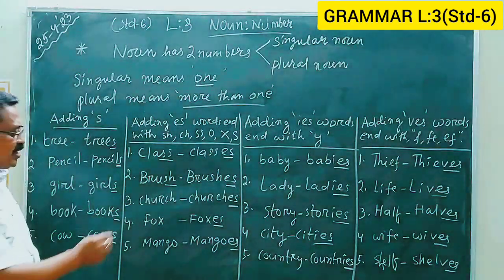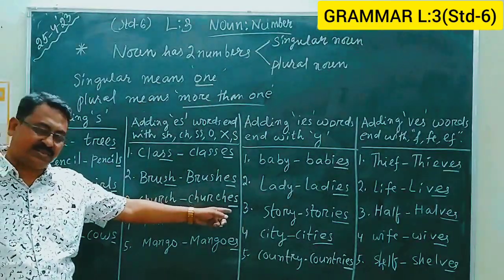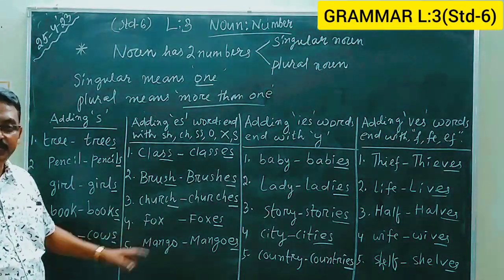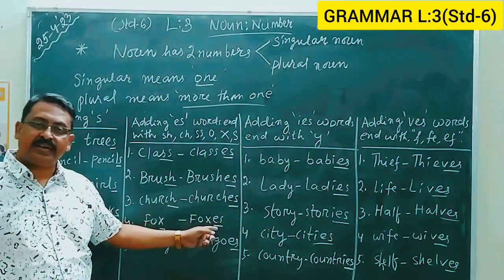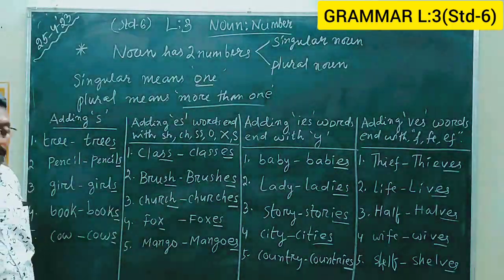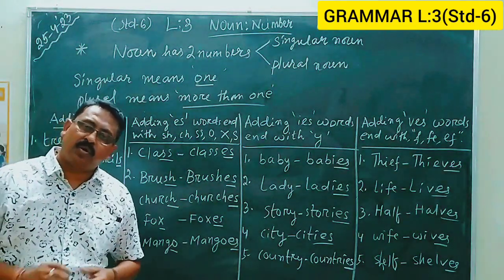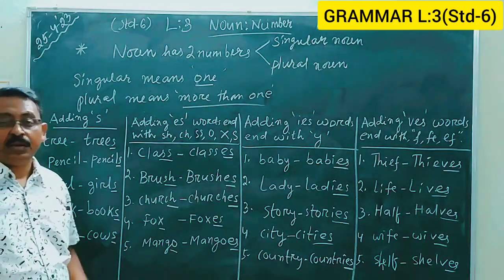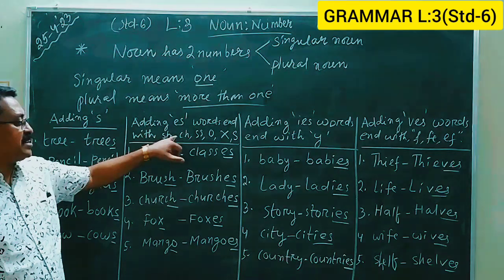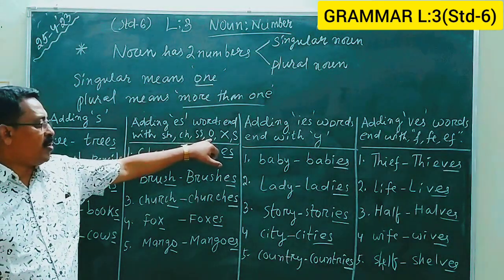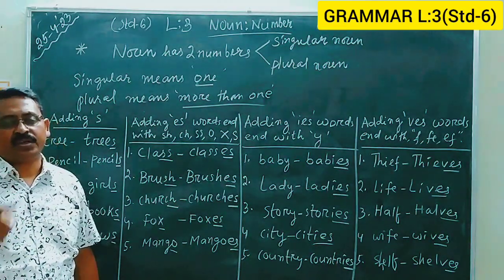Church, C-H-U-R-C-H, ending with CH. Here also, church plus ES, churches. Fox, F-O-X, ends with X. Foxes, F-O-X-E-S. Mango, ends with O: mangoes, M-A-N-G-O-E-S. So this is from singular to plural for words which end with SH, CH, SS, O, X and S. In that case we have to add ES to make the plural.